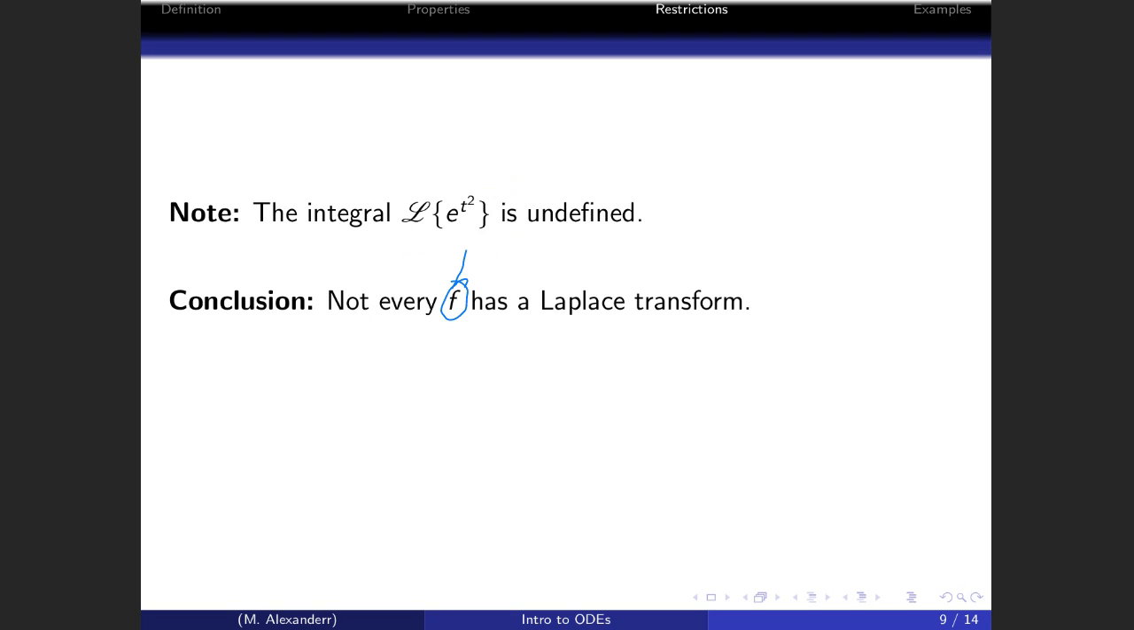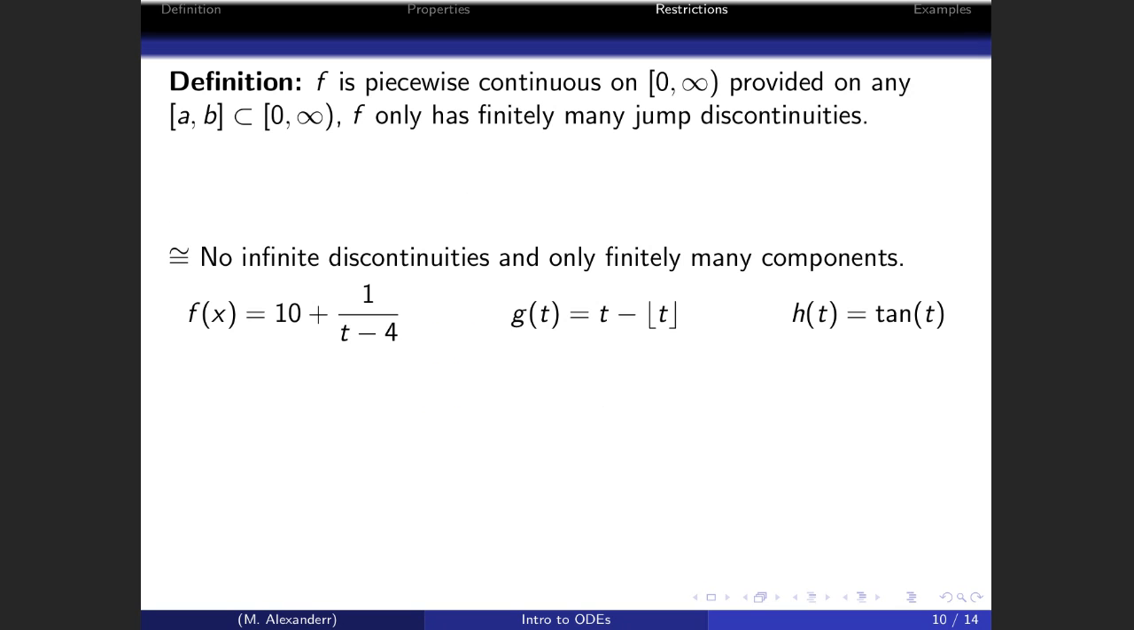Not every function can you just stick into the Laplace transform and say, oh, I'm going to figure out what this is. So that means that we have to be a little bit more careful about what functions we can plug in. And so the question is, what conditions do we need on the f so that the Laplace transform does exist? So that's the discussion that we have next.